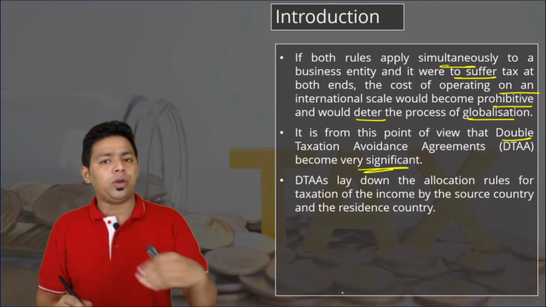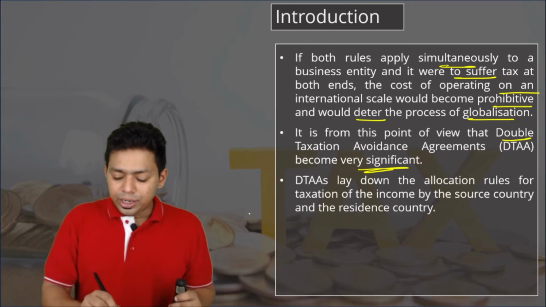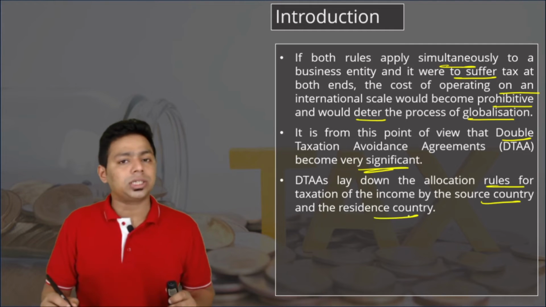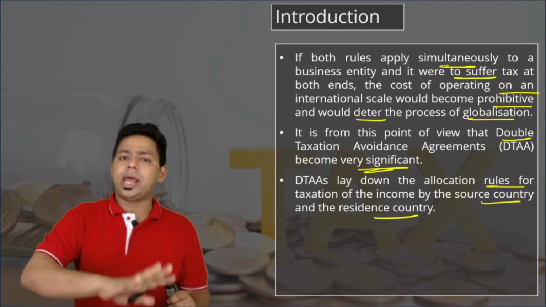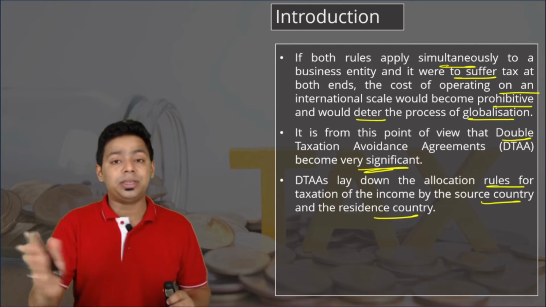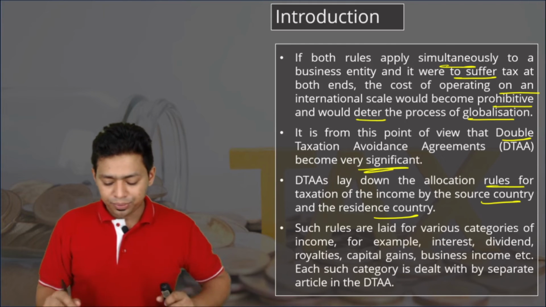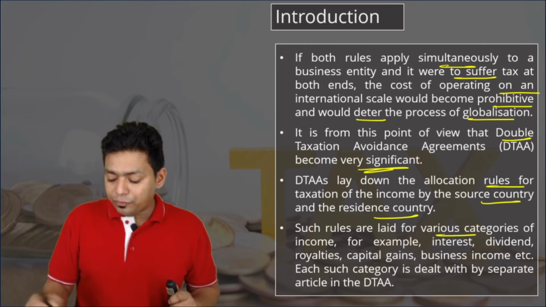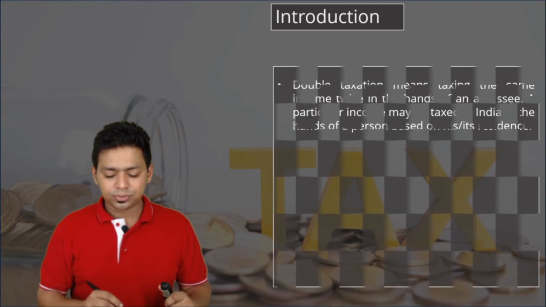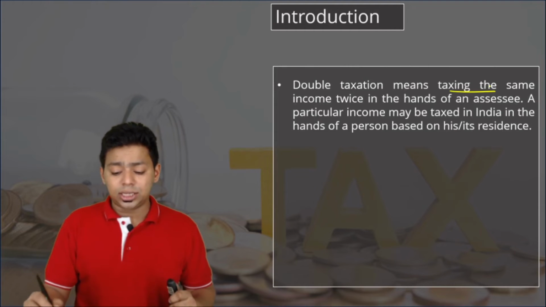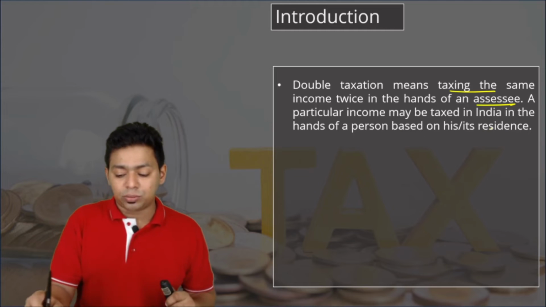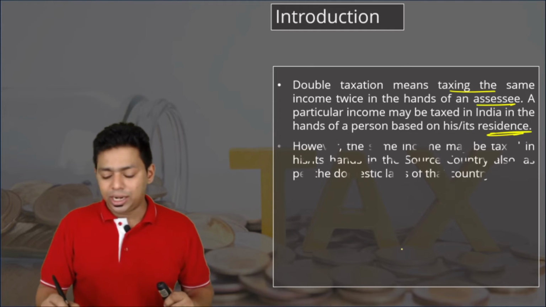So they are just elaborating on the importance of DTAA. DTAA lays down the allocation rules for taxation of income by the source country and the residence country. So mutually they will decide either it will be taxed in the source country or in the residence country, and if taxed in both countries, then there will be some credit mechanism that we are going to learn. Such rules are laid for various categories of income, for example, interest, dividend, royalty, capital gain, etc. Double taxation means taxing the same income twice in the hands of the assessee. A particular income may be taxed in India in the hands of the person because he is a resident in India.